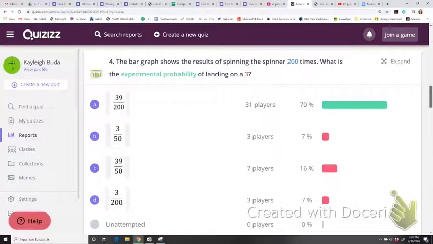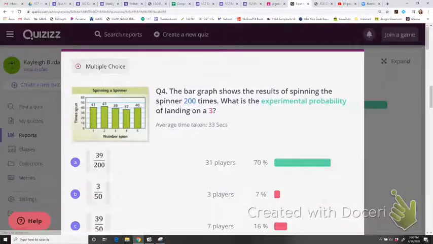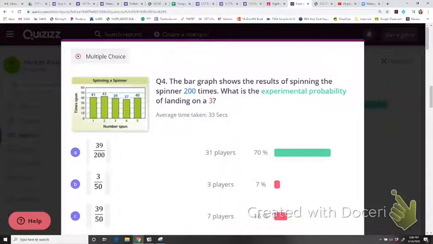Number 4, the bar graph shows the results of spinning a spinner 200 times. What is the experimental probability of landing on a 3? So what actually happened in the experiment? Well, if we look here, a 3 came up 39 times out of the total of 200. So that should be letter A.